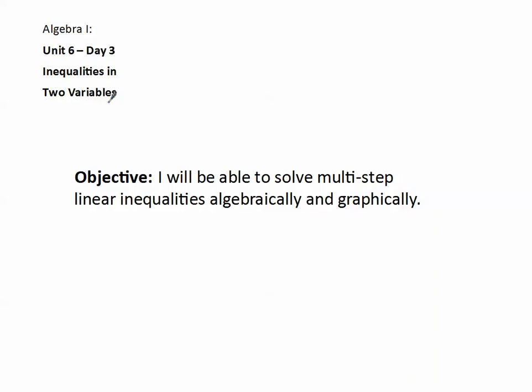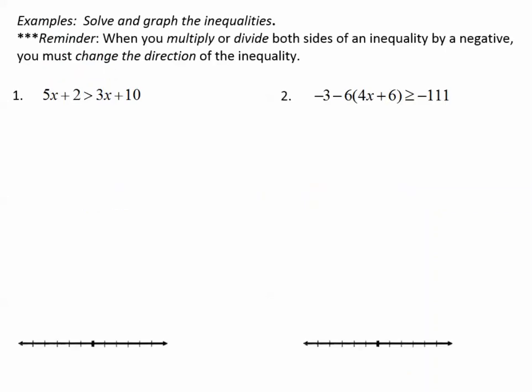In this section, our goal is to be able to solve multi-step linear inequalities algebraically and graphically. Let's look at some examples. Solve and graph the inequalities. Reminder, when you multiply or divide both sides of an inequality by a negative, you must change the direction of the inequality. Number 1, 5x plus 2 is greater than 3x plus 10.